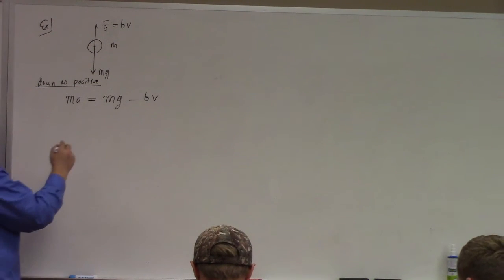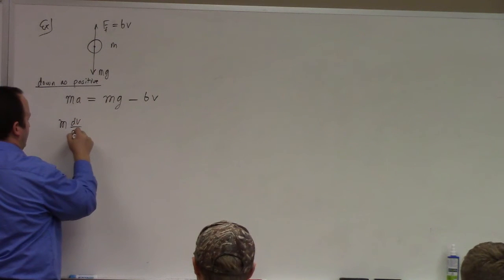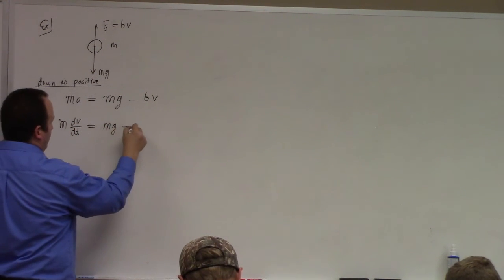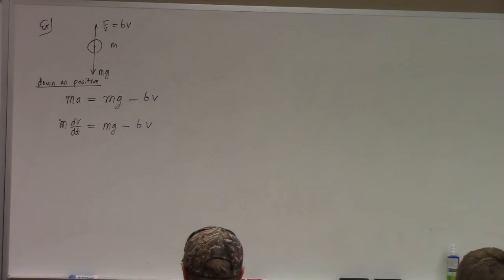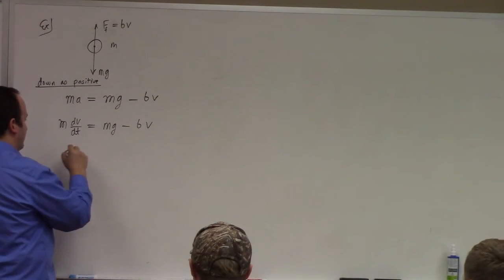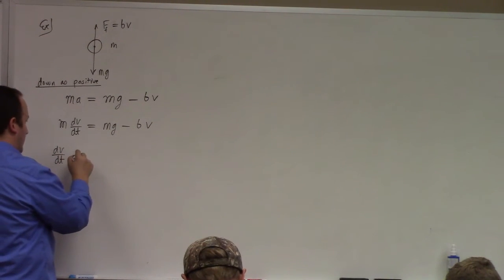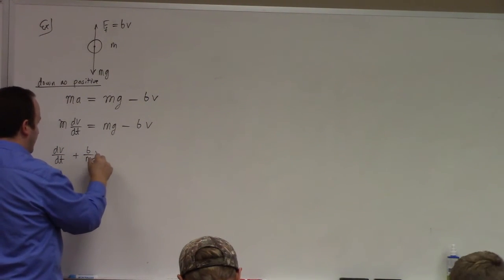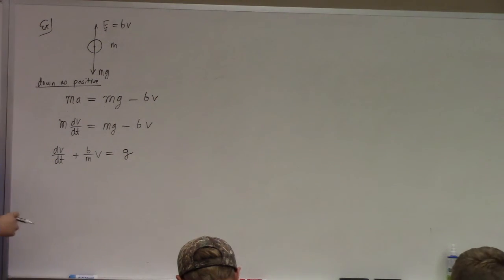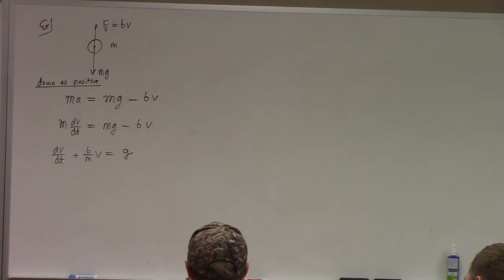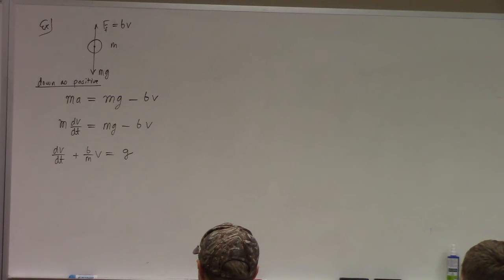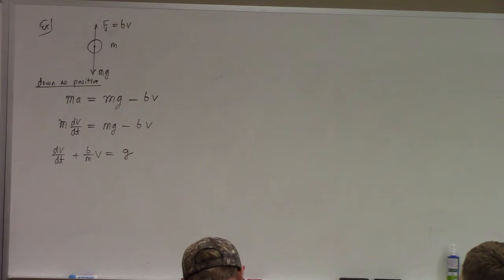Okay, so this is a little bit more exciting. Now we've got m dv/dt equals mg minus bv. Well, that's an honest-to-goodness differential equation between the velocity and the time, right? It looks linear to me. So if I divide by m, I get dv/dt plus b over m times v equals g, by algebra. So what I did was I divided the whole thing by m, and then I added the v term to the other side. Anyway, algebra.